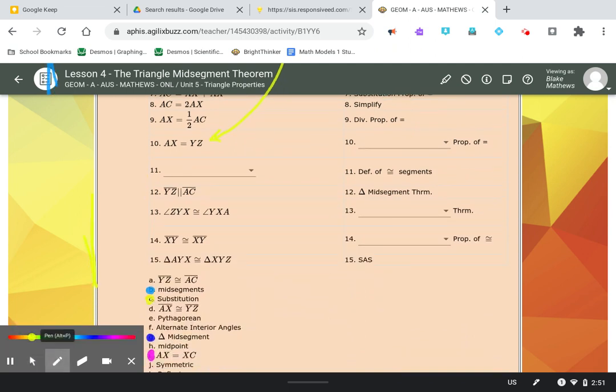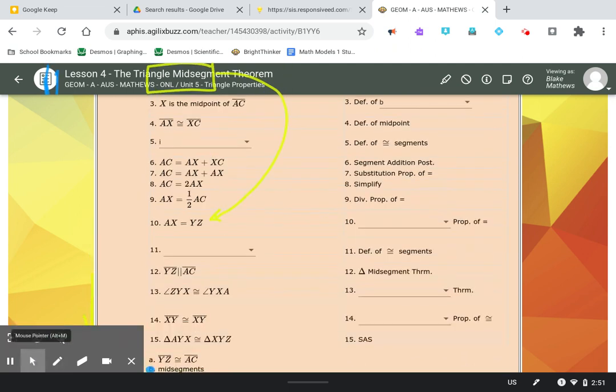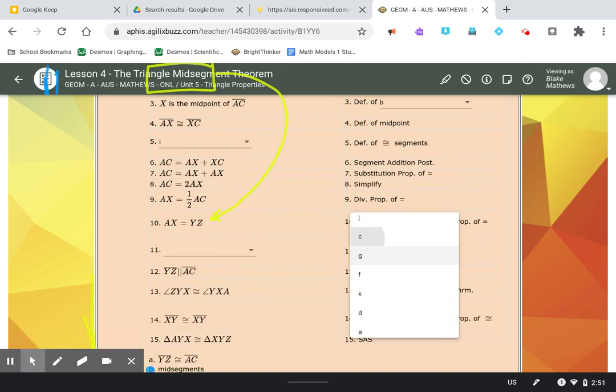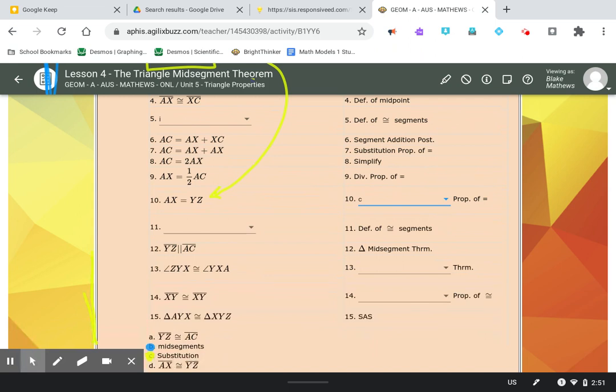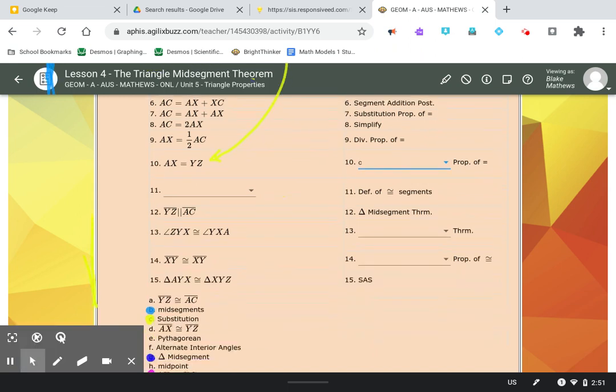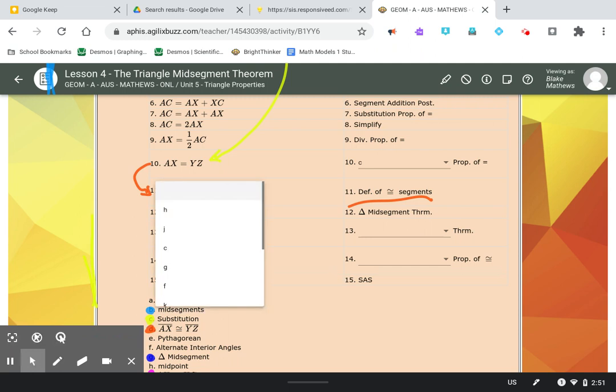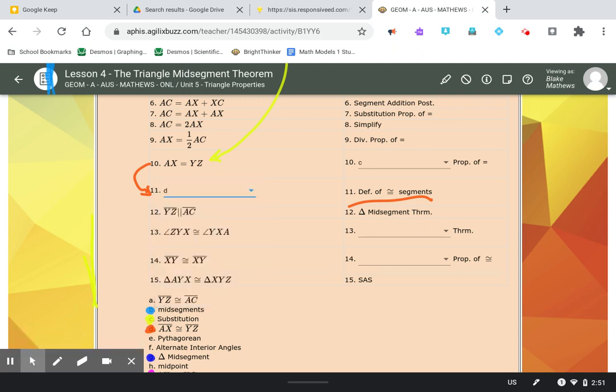Substitution property of equality. That's answer choice C here. And then what's our next one? Well, since those are equal lengths, we're going to convert that back into a statement about segments. And we know that because of what it says right here, definition of congruent segments. So we need to convert what's in line 10 into the same statement about segments in line 11. So it's going to be that choice.